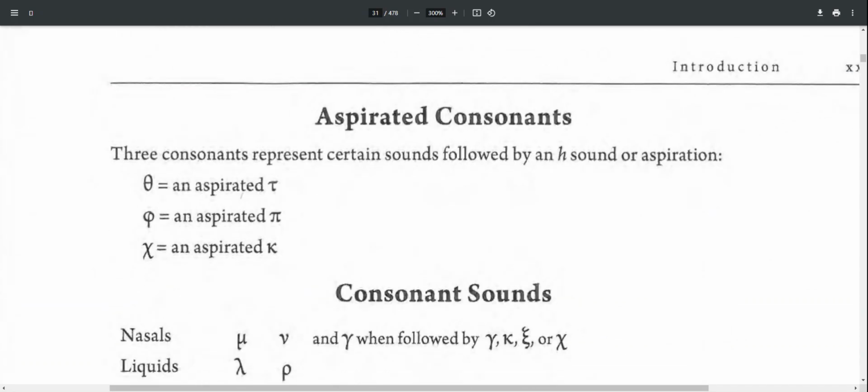There are also aspirated consonants: theta is the aspirated tau, phi is an aspirated pi, chi is an aspirated kappa.